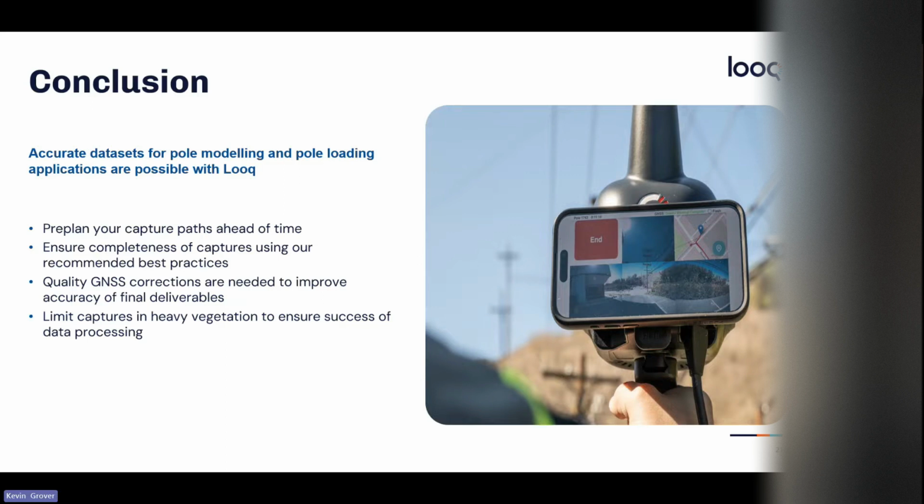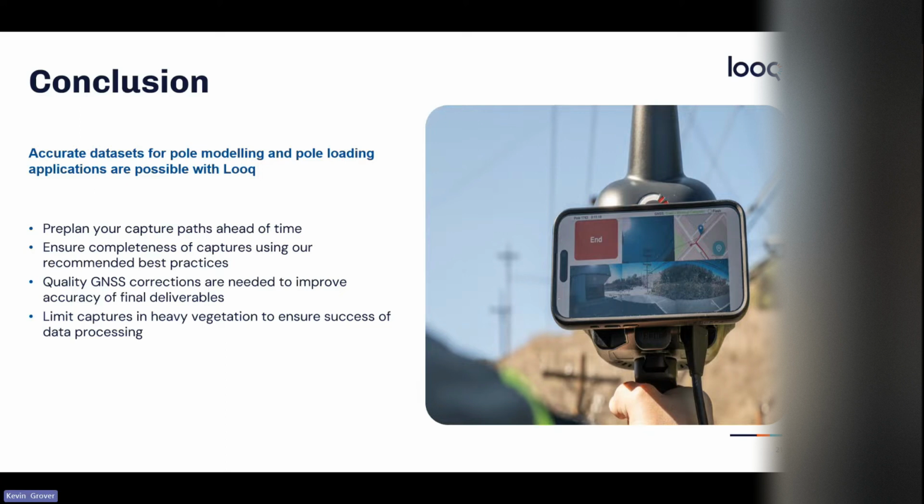If you require specific poles captured, we're still reliant on you as our customers to do the proper capture yourselves and make sure you're collecting everything that's needed, making sure you've got everything before you leave the field. The other part is quality GNSS corrections. We rely heavily on GNSS corrections for overhead power conditions. So make sure, like I said, to take that path of least resistance.